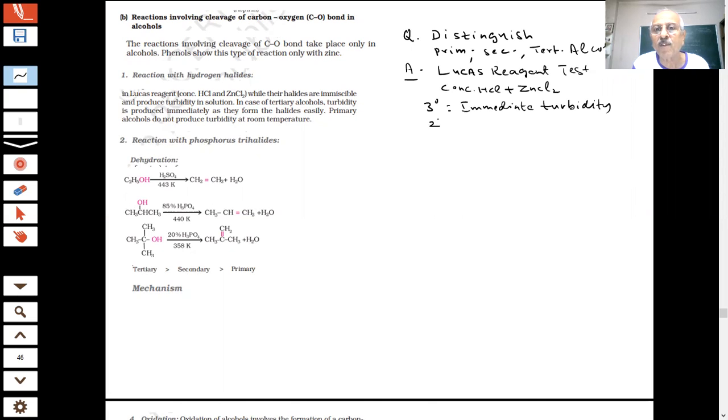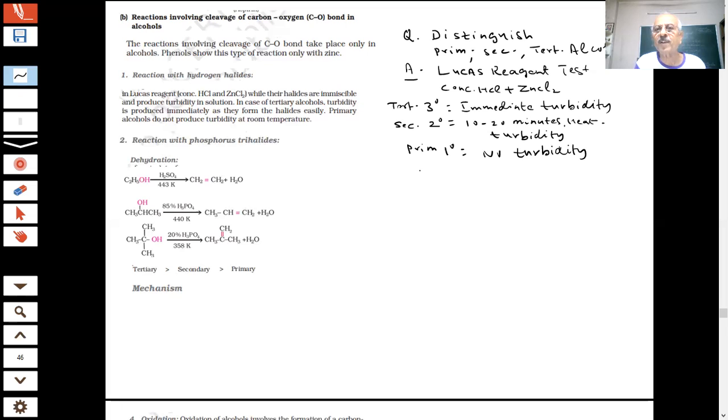And if you add Lucas reagent to 2 degree alcohol, 2 degree alcohol means secondary. This is our tertiary alcohol. This is our secondary alcohol. Then it will take about 10 to 20 minutes, and you may have to heat it a little bit. Turbidity appears, so it's a slow reaction. Primary, no turbidity. So this way we can distinguish.